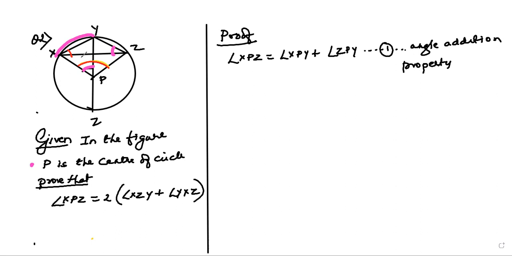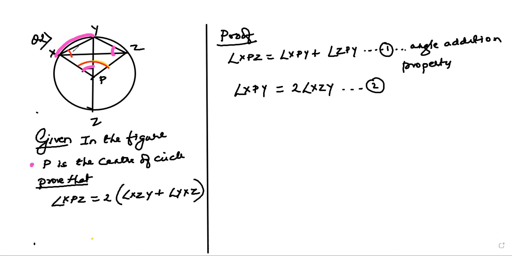So this central angle is twice this angle XZY. Got it? Can you see this XPY, children? This XPY is twice angle XZY. This is also called the inscribed angle theorem.